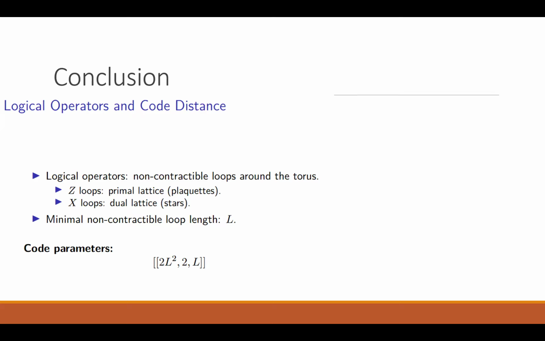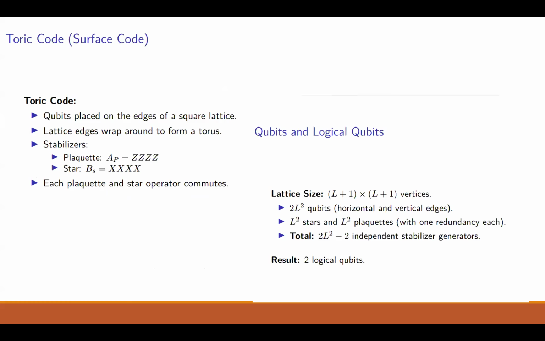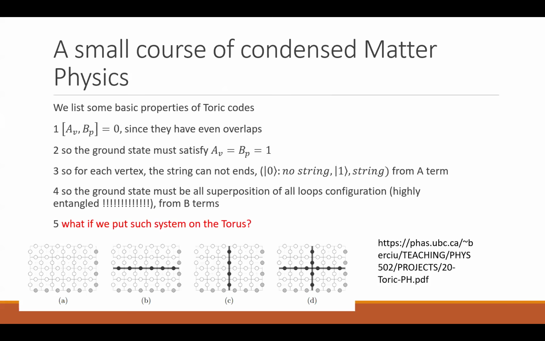Can you maybe calculate the wave function for L as one? Small L, one can do. But I can try to give you the results. The results basically say that for the ground state, the wave function is a superposition of all loop configurations. Let me explain what that means.